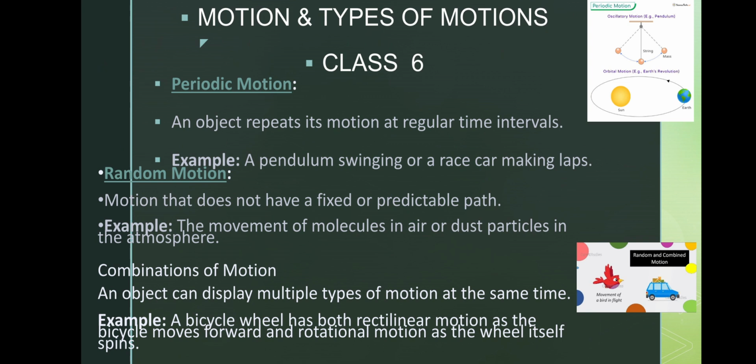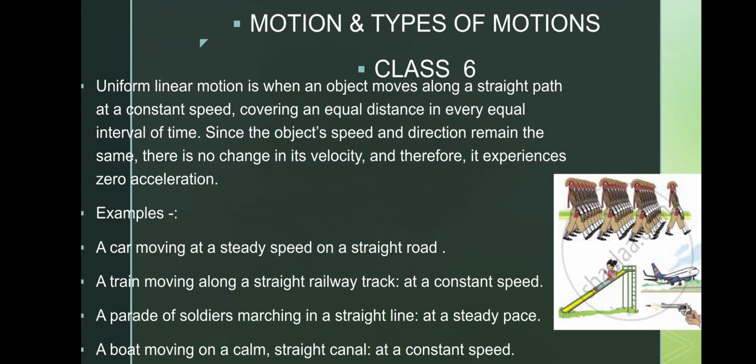Then here also some pictures are shown which are rotational, then periodic motion, then rectilinear. Different examples are given here. Uniform linear motion is when an object moves along a straight path at a constant speed, covering an equal distance in equal intervals of time.